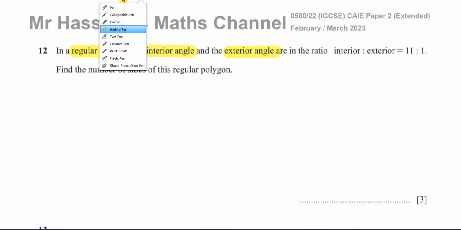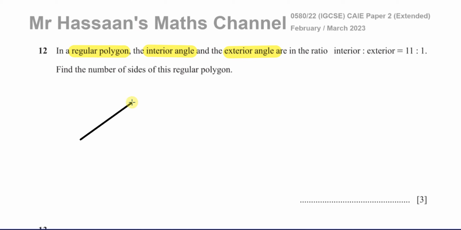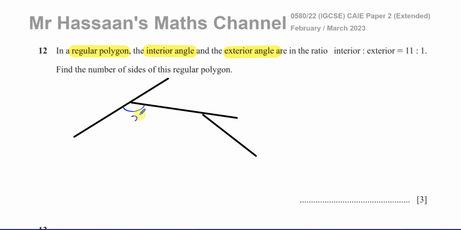So basically, a regular polygon is one in which all the sides are the same length and all the angles are the same size. So just say that this is just some parts of the polygon. We don't know exactly what it looks like for now, but I'm going to extend these lines across a little bit so we can see the interior and exterior angle. Now, this is the interior angle. Let's call it X. This is the exterior angle, let's call it Y.